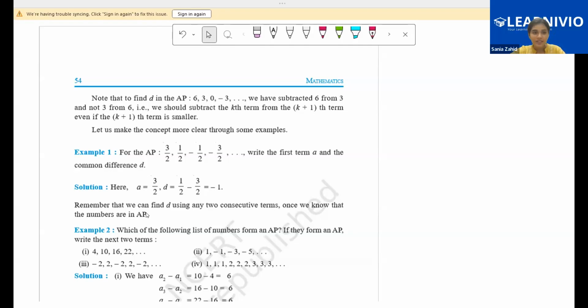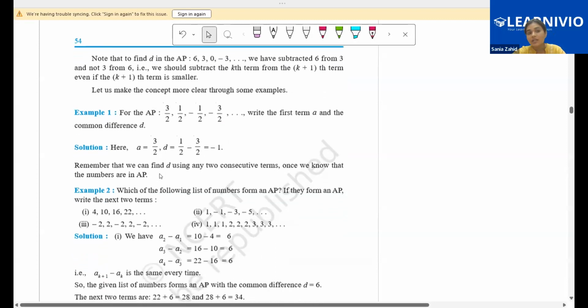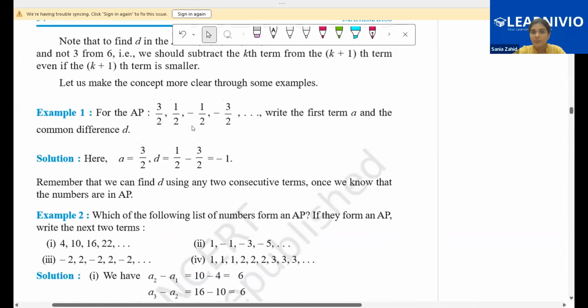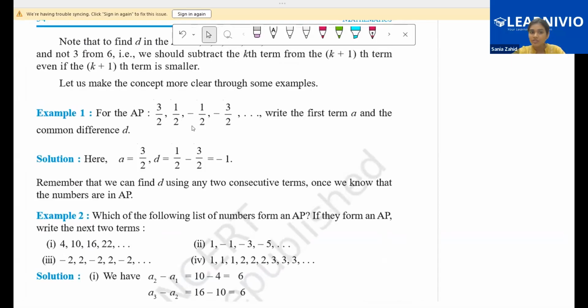Now, okay, so fine. We will start with finding whether the given progression is AP or not. So we have various terms over here. It's 3 by 2, 1 by 2, minus 1 by 2, minus 3 by 2. First of all, we have to write the first term and the common difference. So the first term, what is it now? Tell me the first term. Open up your mic and speak. 3 by 2 is the first term. Exactly. A1 is 3 by 2.